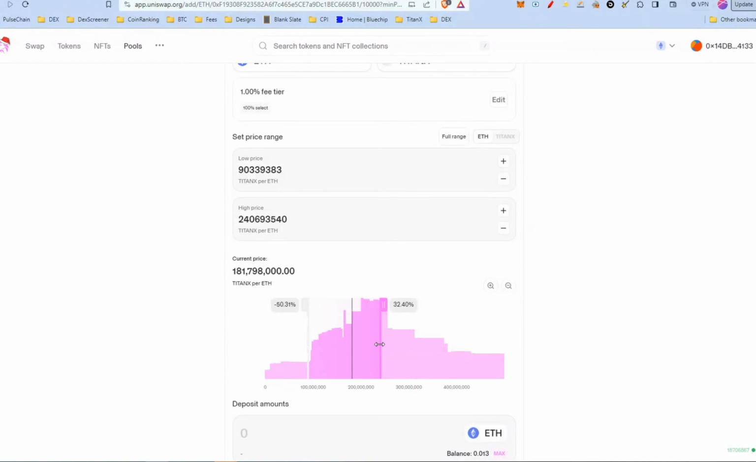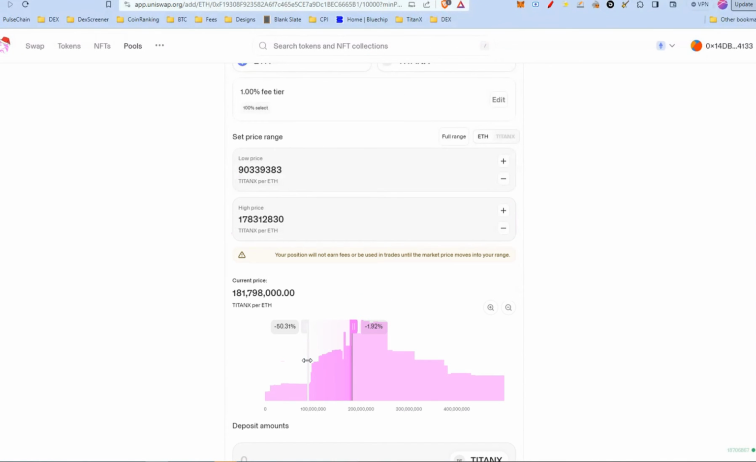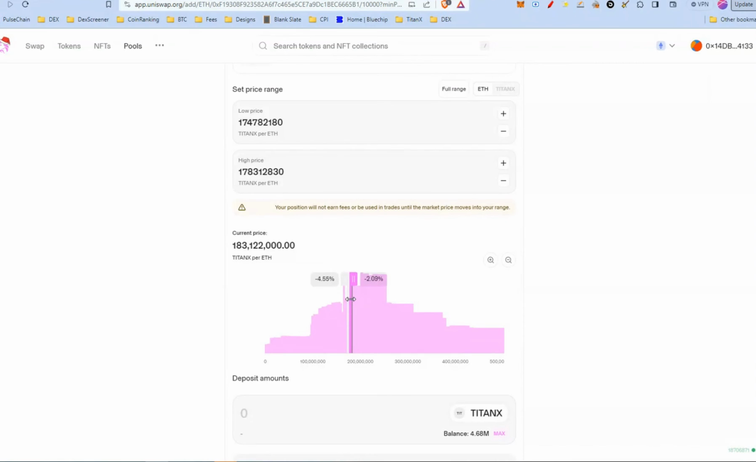The black line is the current price. Since you have TitanX now, you want to sell that so that you can get ETH. It has to be below the price. So we need to place it as near to the current price as possible. So first I place it as near as possible to the current price, and then I start moving them.